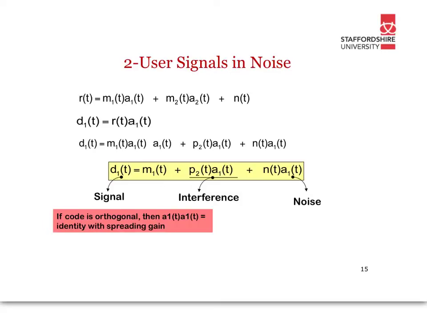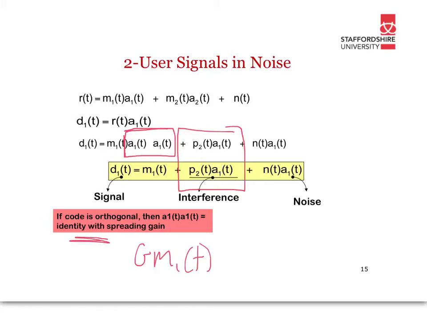So the interference is given by P2 of t times A1 of t. The desired signal is A1 of t times A1 of t, and we will show that if we multiply two spreading codes together, because they're orthogonal, then we will get the identity matrix with a gain of the spreading gain. So essentially we will get gain times M1 of t at the output. So if we divide by the gain, then that means we should recover the message.